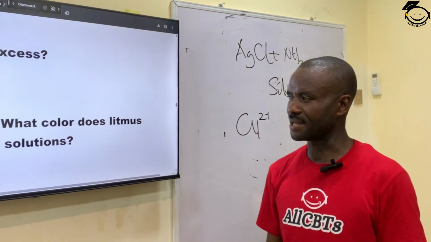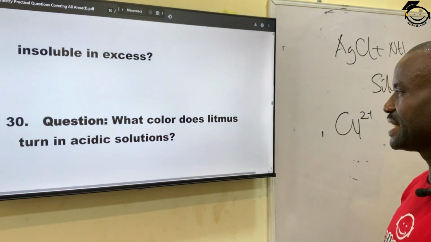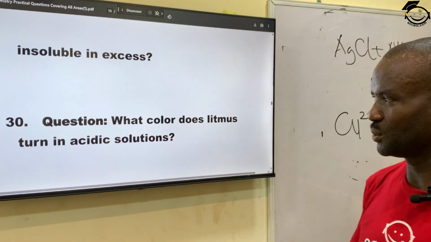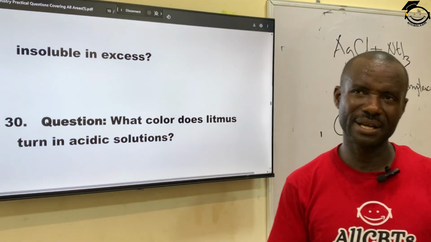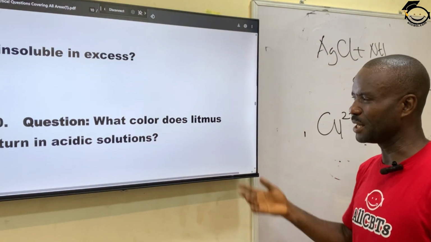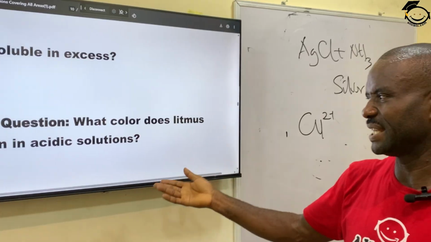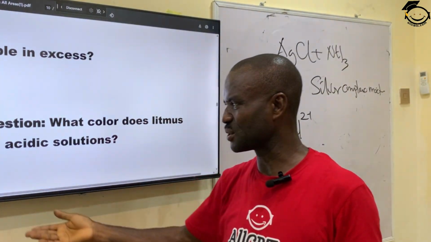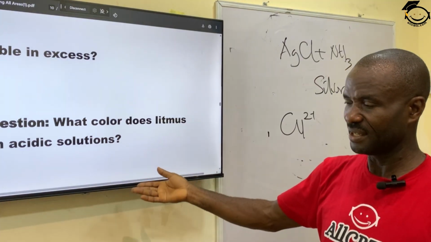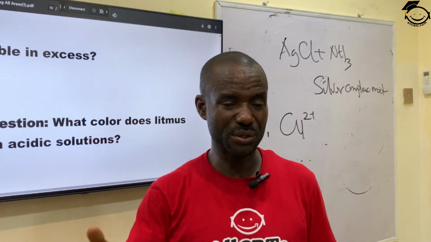Question 30 says, what color does litmus paper turn in an acidic solution? Litmus paper will indicate whether a solution is an acid or base. A blue litmus paper will turn red in an acidic solution, which tells you that the solution is acidic.